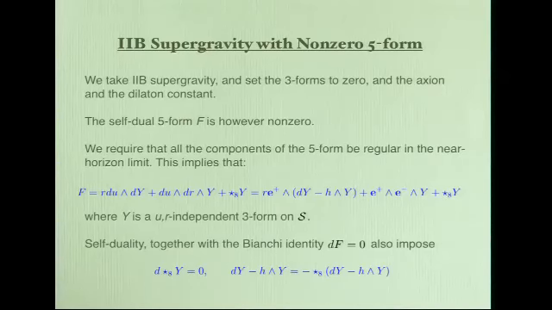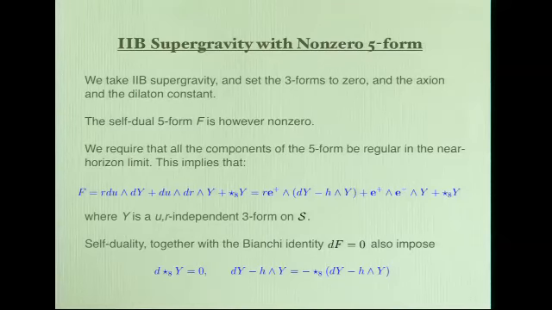So now I'm going to describe the theory, which is 2B supergravity with a 5 form. So we set the 2, 3 forms to 0, and we take the axion and the dilaton to be constant, but keep the 5 form F, which is self-dual, non-zero. We're going to assume that all the components of the 5 form in the Gaussian null coordinates are regular. Certainly that's true for the metric. We're going to assume this for the 5 form as well. And what this means is that some of the components vanish when you take the near horizon limit, and you're left with a rather simplified structure for F, this 5 form, in terms of a 3 form y.